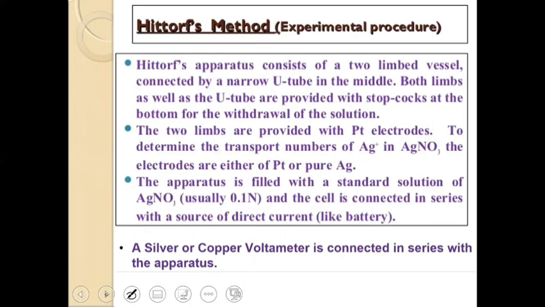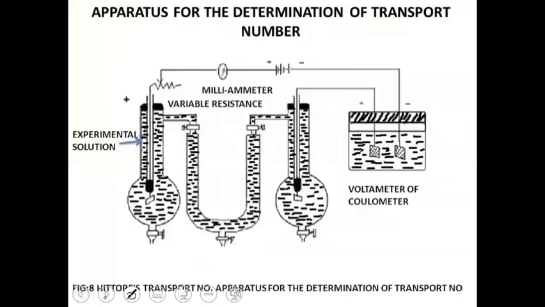So first of all, what is the apparatus? In the Hittorf method, which apparatus is used? See here. The Hittorf apparatus consists of two limbed vessels connected by a narrow U-tube in the middle. See here, this is the Hittorf method apparatus.